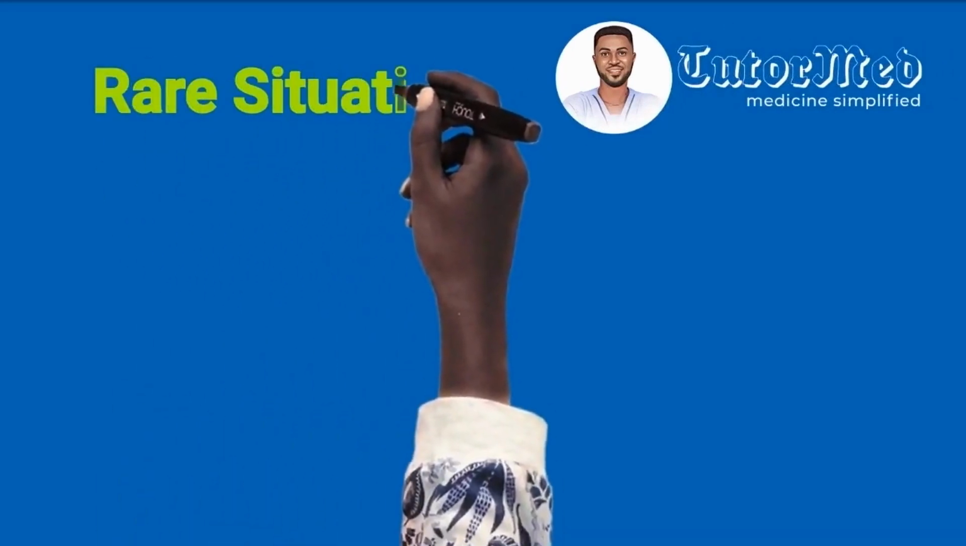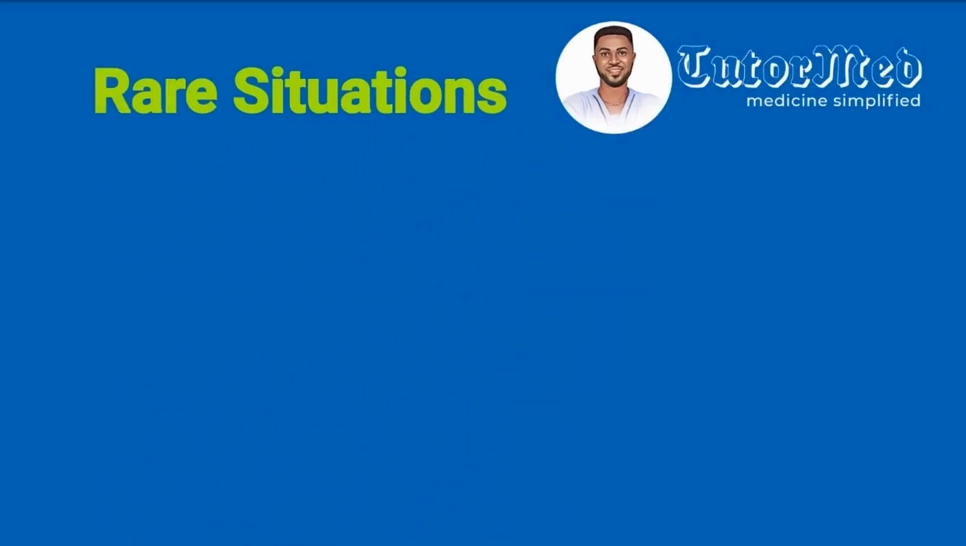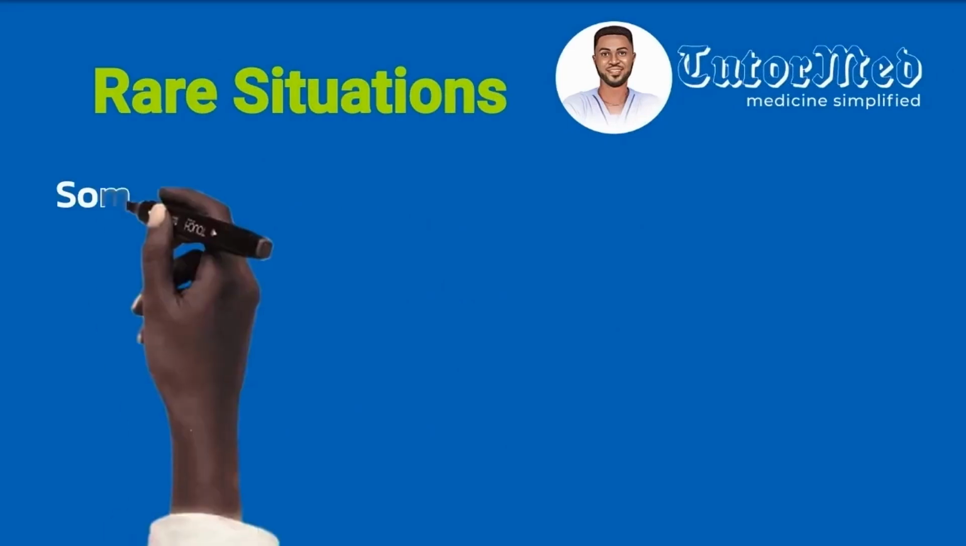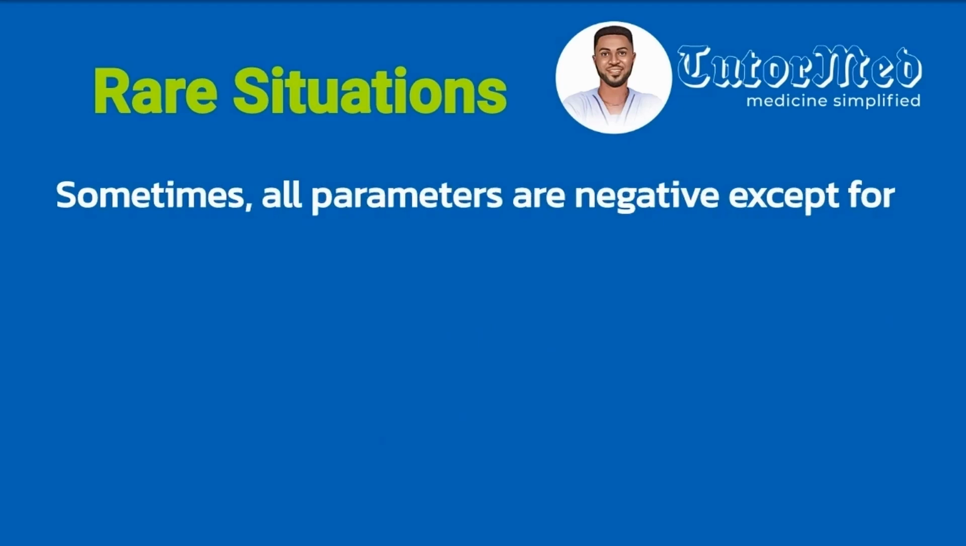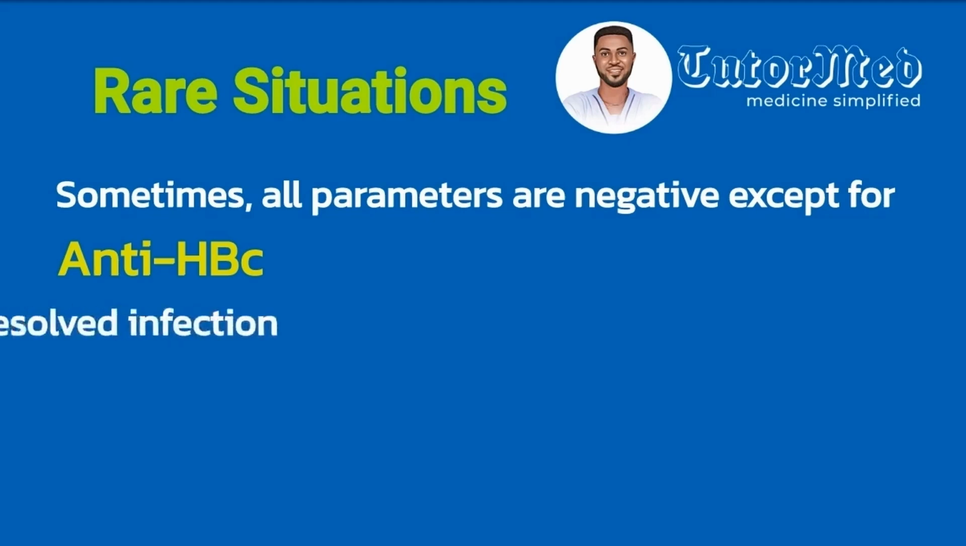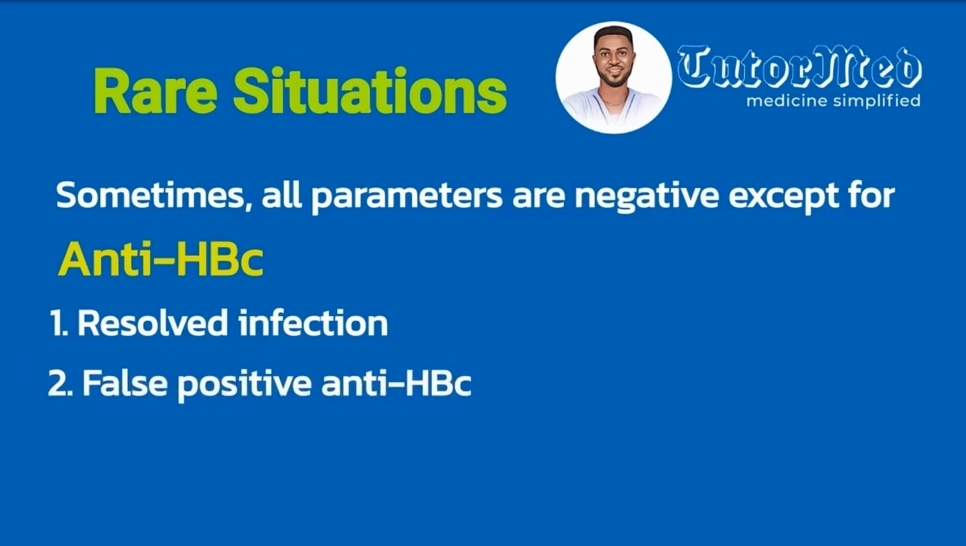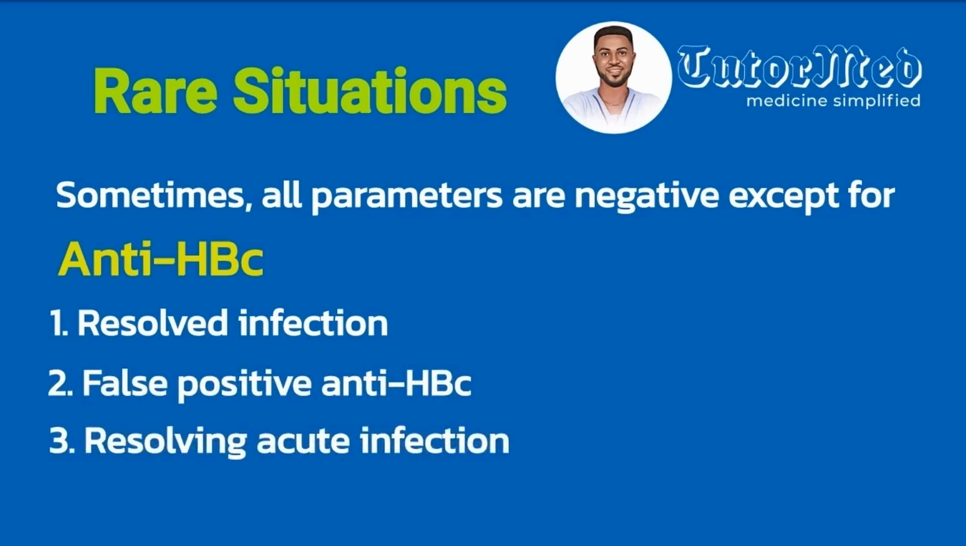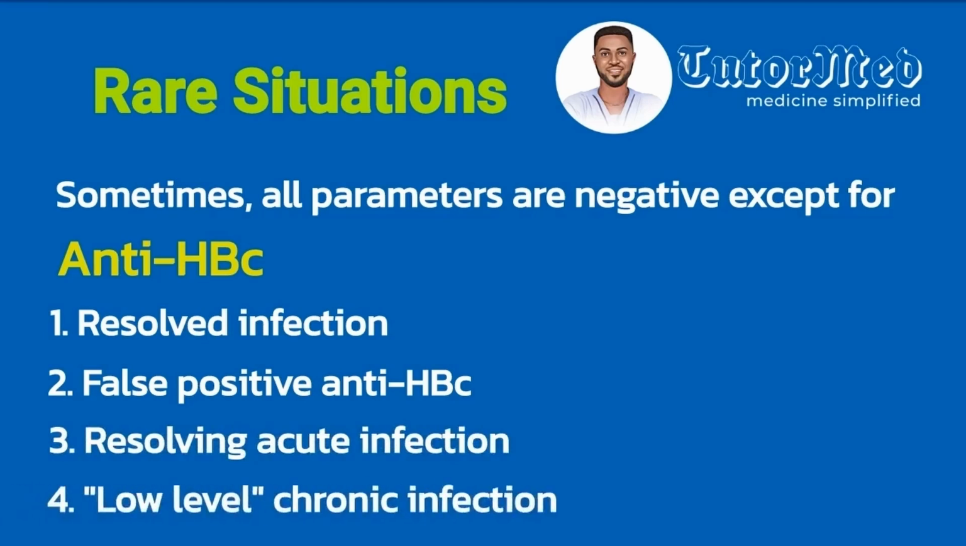Now, there can be very rare instances where the interpretation of the profile is very difficult. There are cases where all parameters are negative, but the core antibody is positive. In this case, it could mean one of the following. It could mean that the patient has a resolved infection, or the patient has a falsely positive core antibody, the patient has a resolving acute infection, or the patient has a low-level chronic infection. Among these 4, the first reason is the most common.